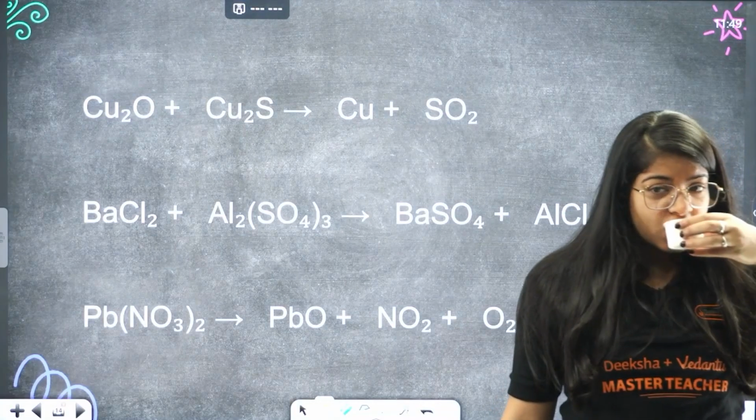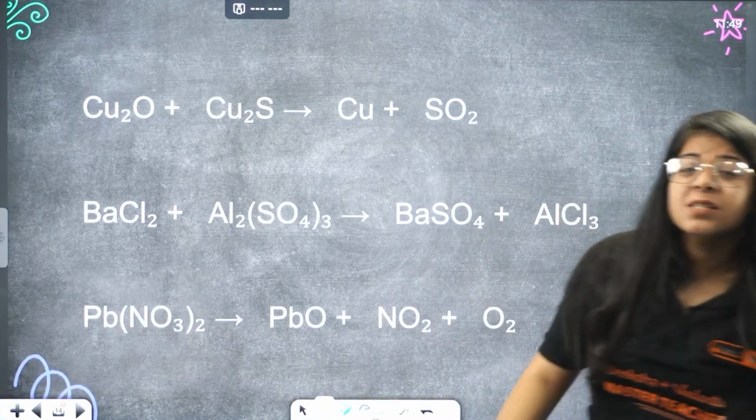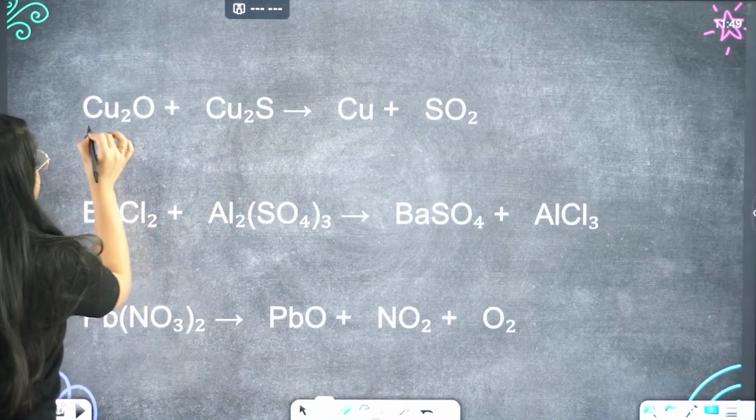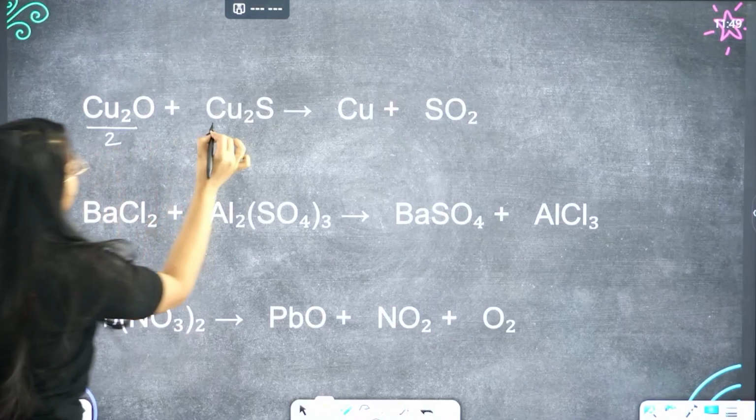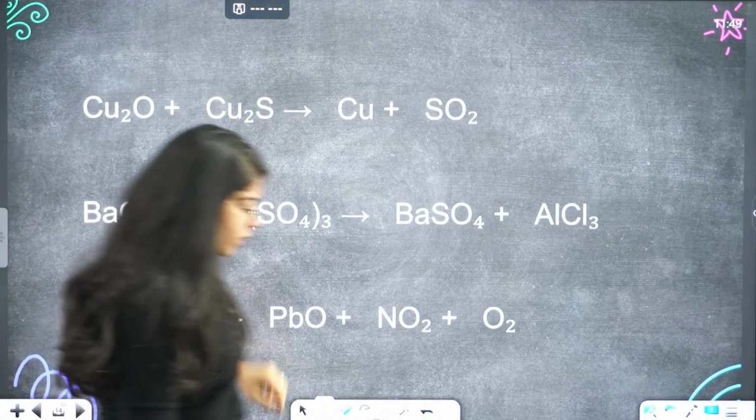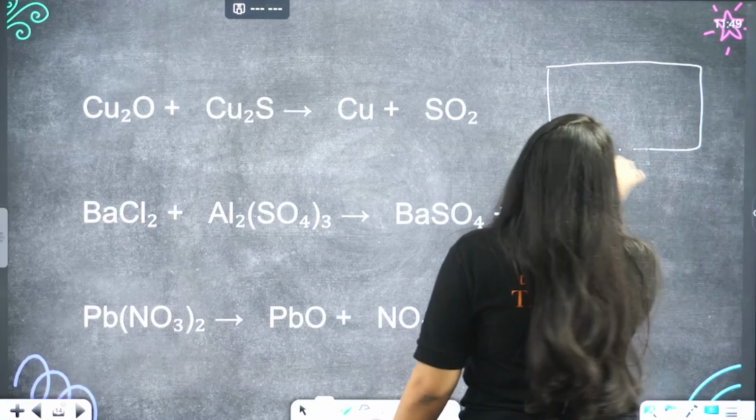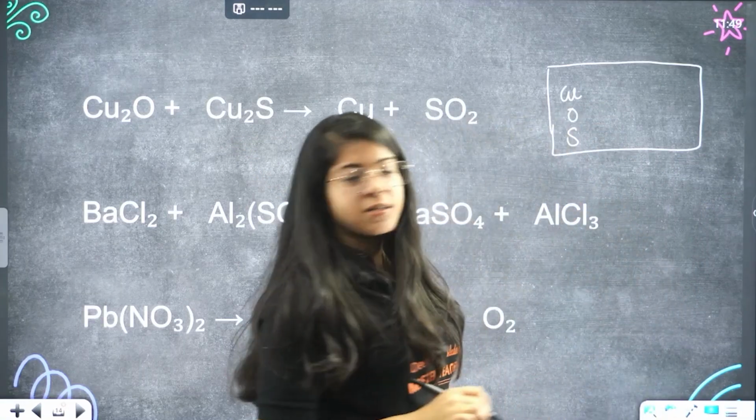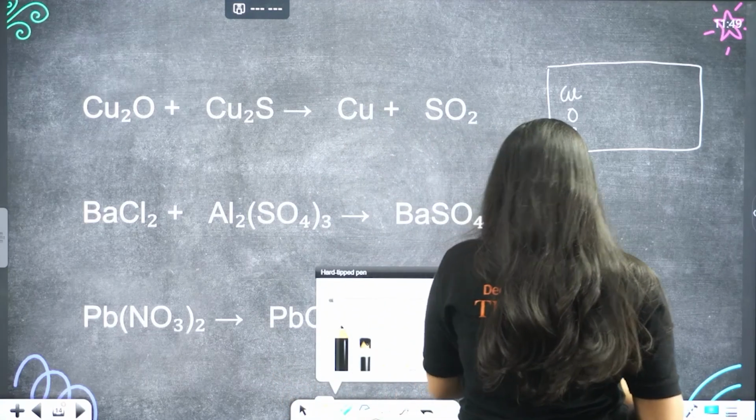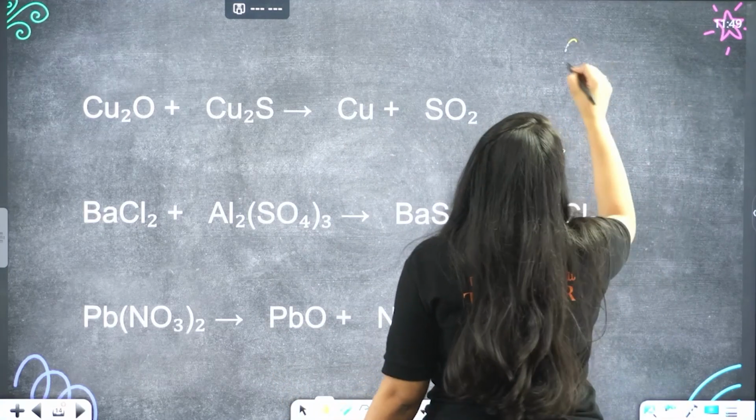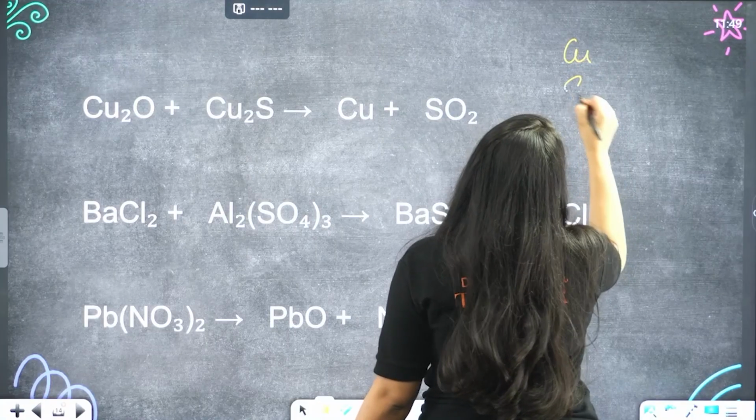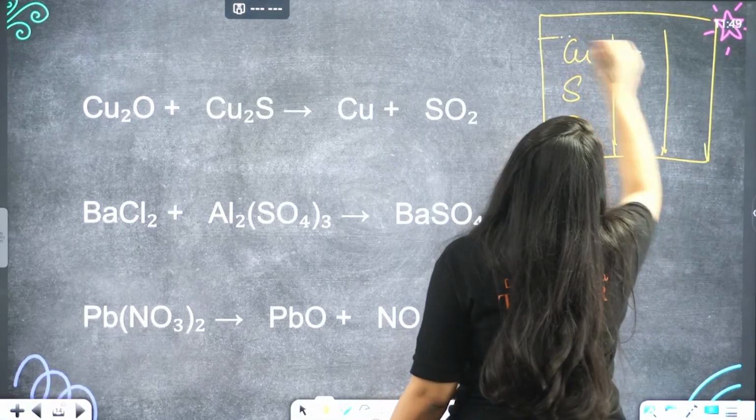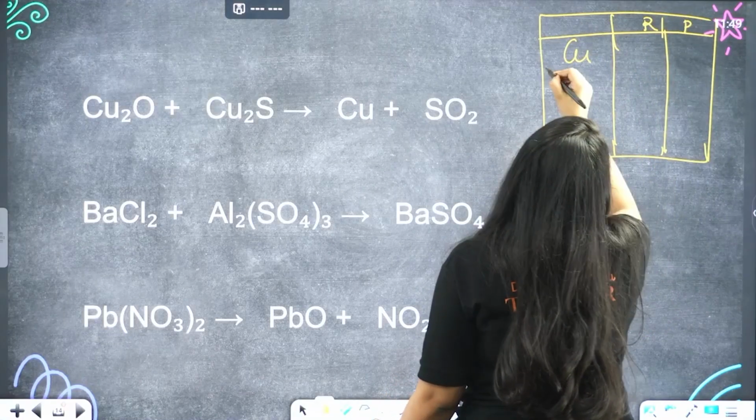Okay, Cu2O plus Cu2S gives Cu plus SO2. Now, see, Cu is 2 here, Cu is 2 here, Cu is 2 here. Okay, let's just do it with the table first for your convenience. Right, we have Cu, we have oxygen and sulfur. Is it visible to you guys? Okay, let me change the color. Yeah, so Cu, S and O, right? And this is the reactants and products table, right? Reactant table, product table.